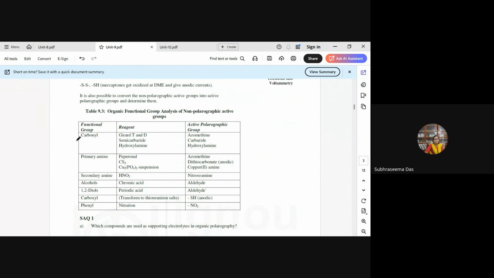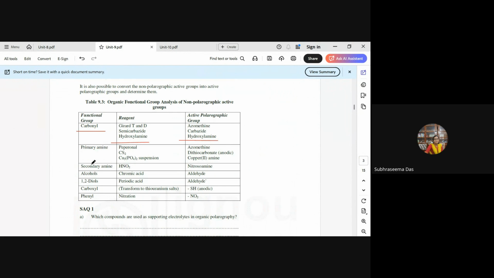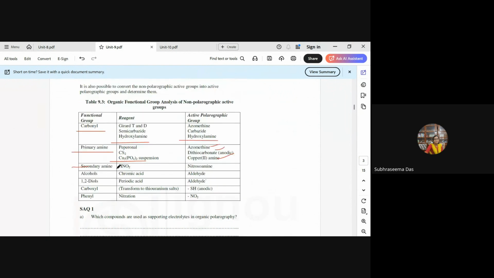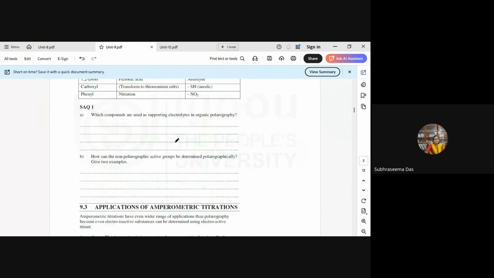If the functional group is carbonyl, we can use reagents like hydrazine, semicarbazide, hydroxylamine, and then convert it to an active polarographic group, that is azomethine or semicarbazone. If the non-polarographic organic functional group is a primary amine, then piperonal, CS2, and copper phosphate suspension are the reagents, using which they can be converted to azomethine, dithiocarbamate, and copper 2 amine, which are all active polarographic groups. So it is possible to convert non-active groups to active groups and then allow for their identification in polarography.